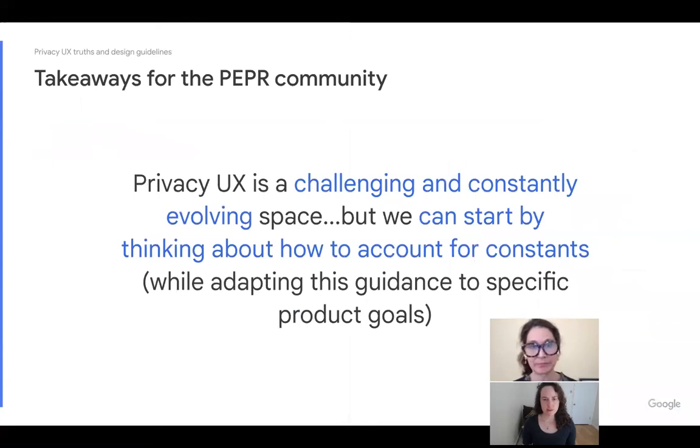So first, privacy UX is a challenging and constantly evolving space. We can start to address it by focusing on how to account for constants, while at the same time thinking about how to adapt guidance to specific product or system goals. We found this to be a useful approach across teams at Google and hope these truths and design guidelines will also be helpful to the broader PEPR community.